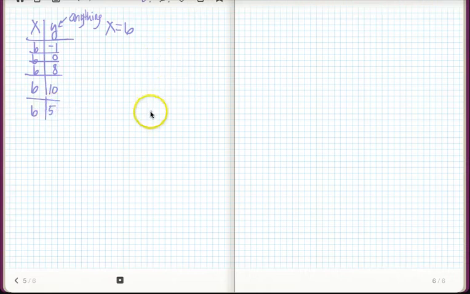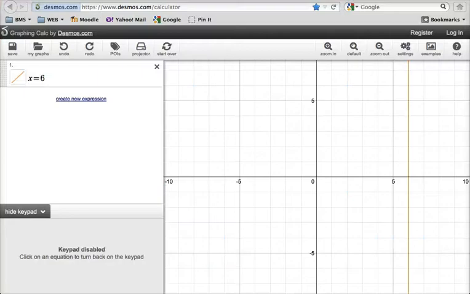And when we go ahead and graph these points, you will see how they line up vertically. So let's go ahead and take a look at that graph. So here we go. We have x equals 6. I have 6, 0, 6, 1, 6, 2, 6, 3, 6, 4, etc. And they all line up.